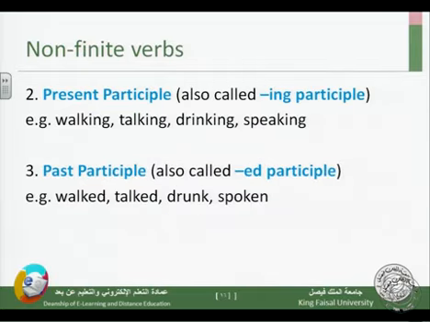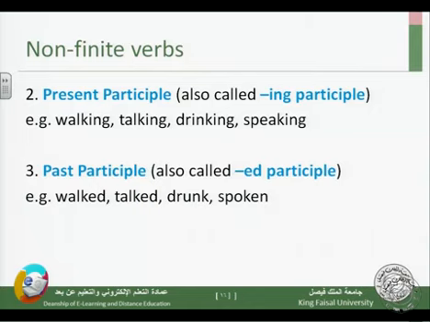The second form of non-finite verbs is the present participle. The present participle is the verb plus ing. Okay, so it is also called the ing participle. For example, walking, talking, drinking, and speaking. So verb plus ing is called present participle.